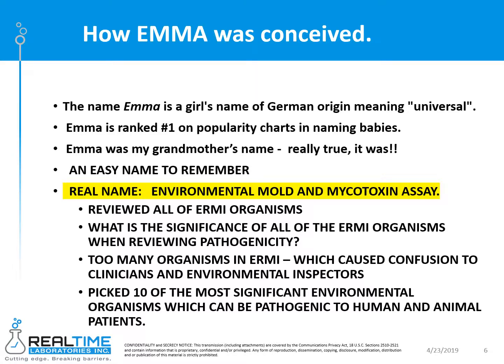How did I come up with that, and how did our group come up with that? Well, we reviewed all of the ERMI organisms, and we asked ourselves, what's the significance of all of these ERMI organisms when reviewing pathogenicity in human illness? There were too many organisms in ERMI, which caused confusion to the clinicians and the environmental inspectors as well. So Real-Time Lab picked 10 of the most significant environmental organisms which can be pathogenic to human and animal patients. Now, this doesn't mean that this is all there is, but these are the most common ones, and as time goes on, we may be adding more.